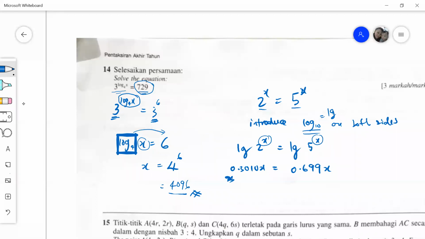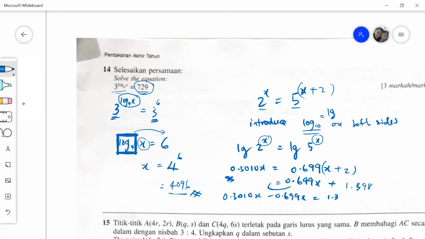There must be something like plus 2 or something like that. Let's say you have a plus 2, then you will have 0.699x plus 1.398 maybe. Then you bring this together: 0.3010x minus 0.699x equals 1.398. Find the x and then rearrange everything.